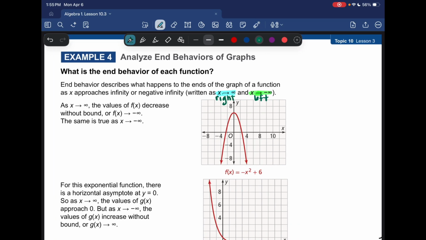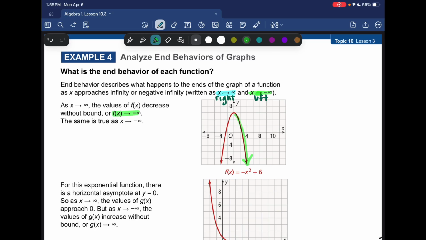All right, for our quadratic function, as x approaches positive infinity, as I move farther and farther to the right, what is happening to my graph? Well, it is decreasing. It's downward facing. So the output values will continue to decrease. So that's how we can write it. The output, f of x, will approach negative infinity. It's decreasing forever and ever. It's going to approach negative infinity.